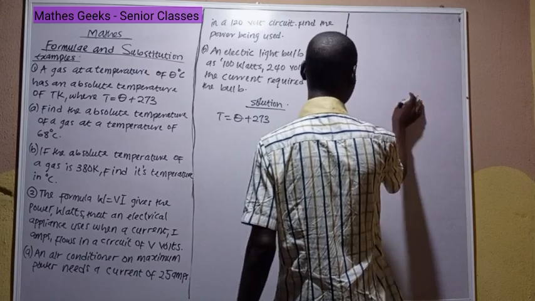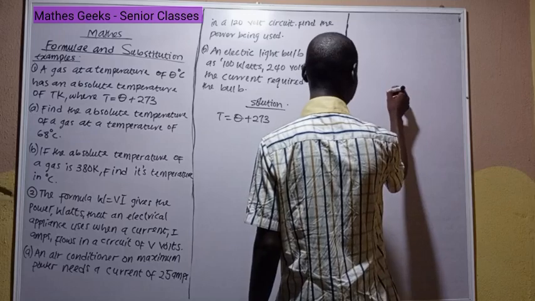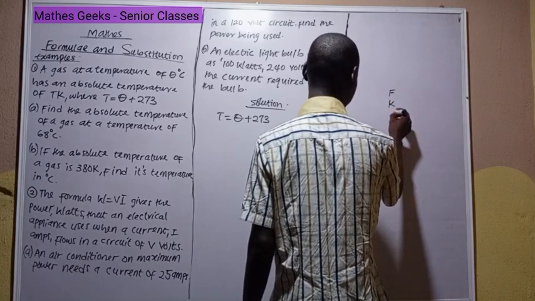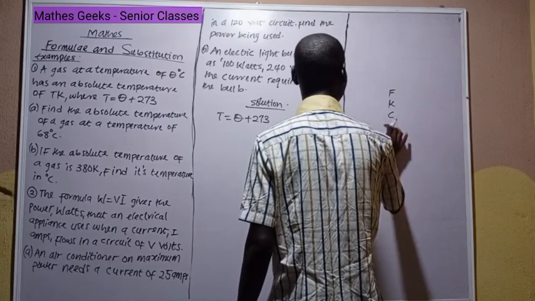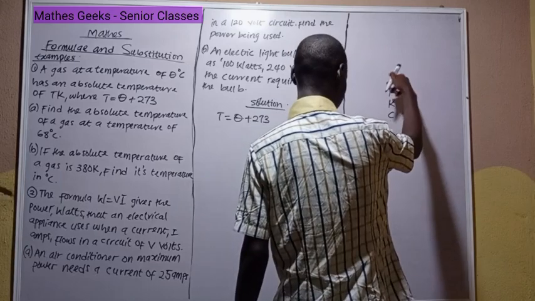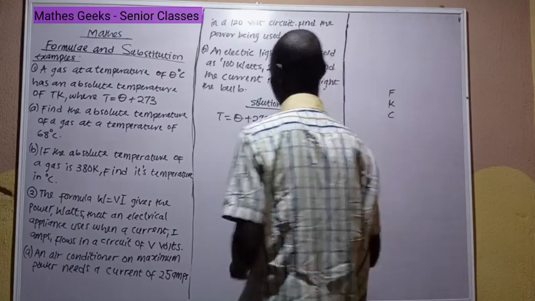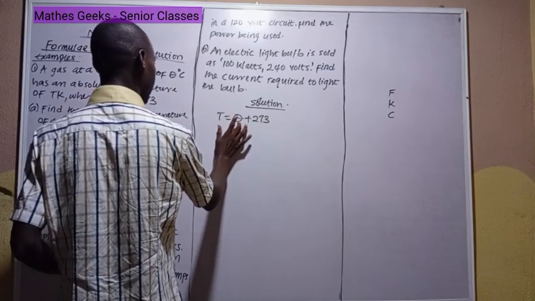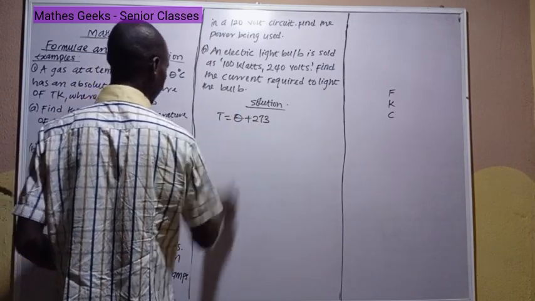We have up to 3 or more. We have the Fahrenheit, we have the Kelvin, and we have the Celsius. So we convert from this to this, or from this to this, either from Fahrenheit to Kelvin and Kelvin to Celsius. So this particular formula connects Celsius to Kelvin and Kelvin to Celsius.